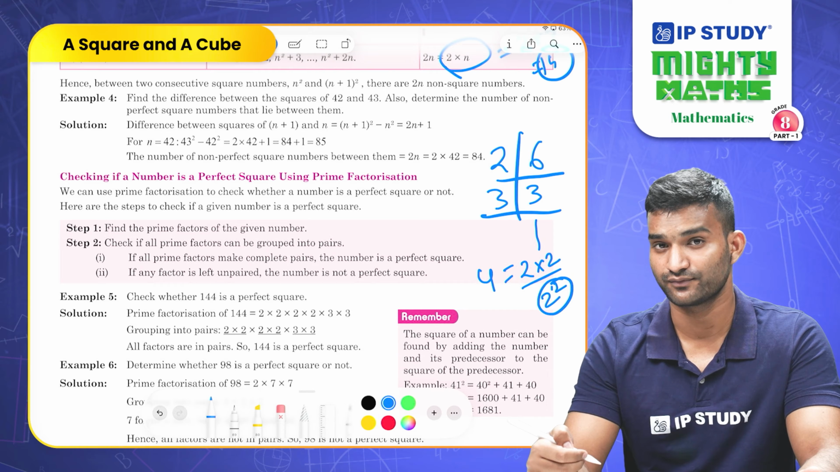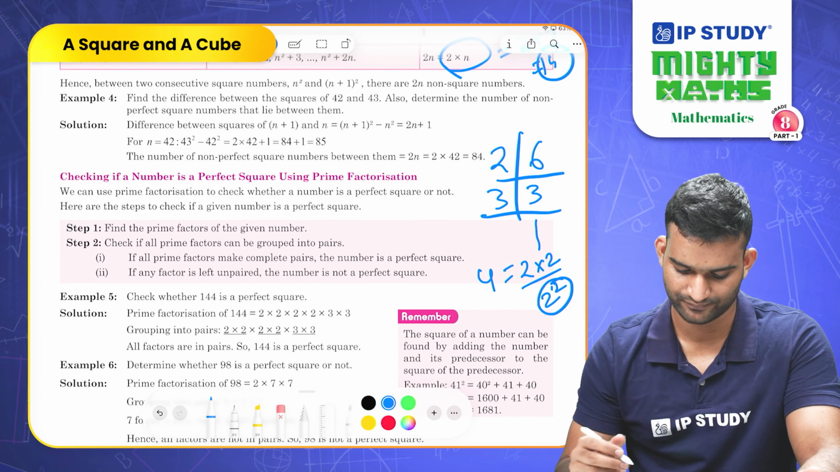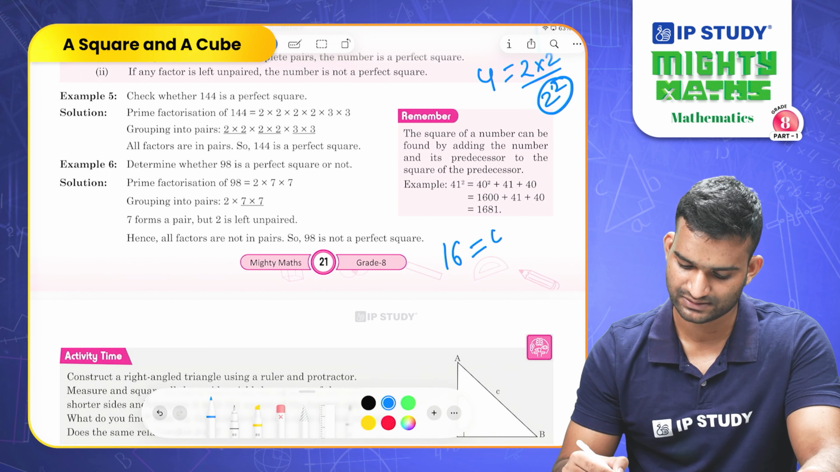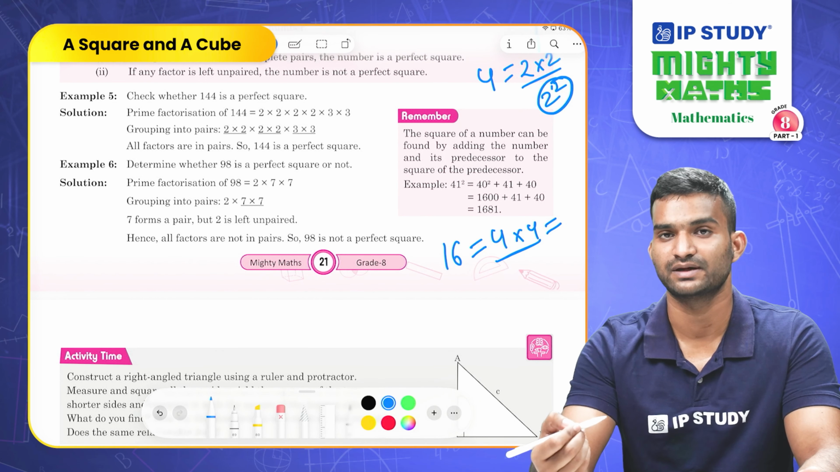So there is a pair for 4. So 4 is a perfect square. Now if we say 16, we can write 16 as 4 cross 4. This is also a pair. So 16 is a perfect square.